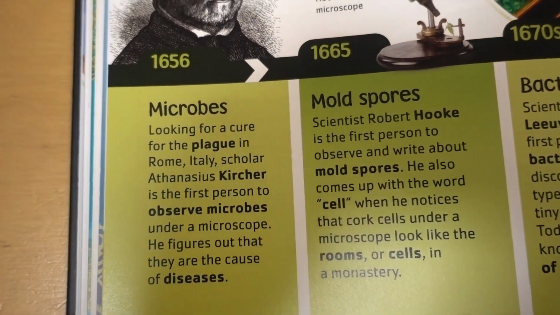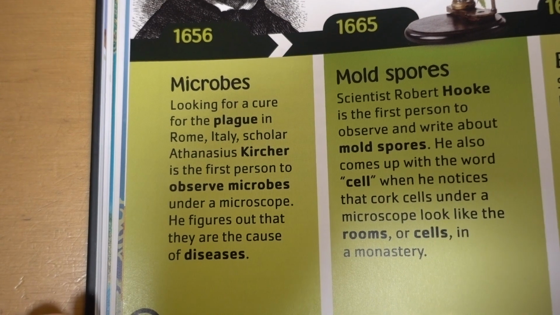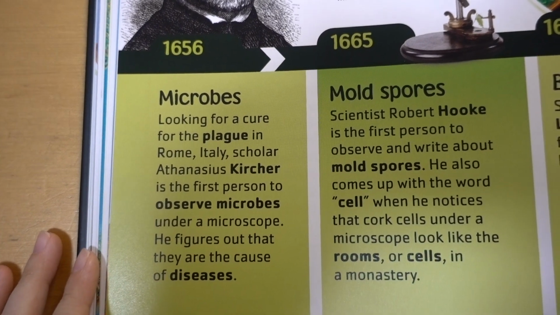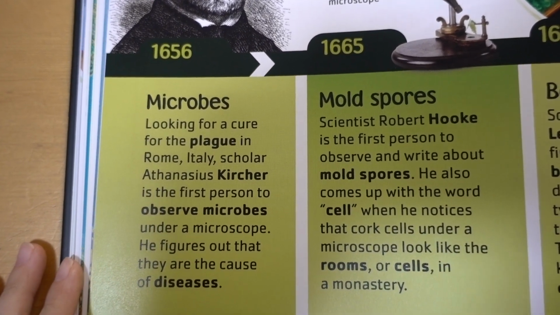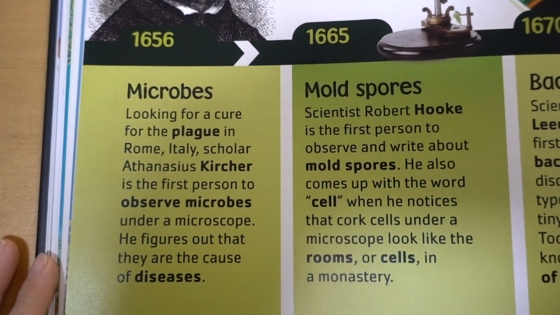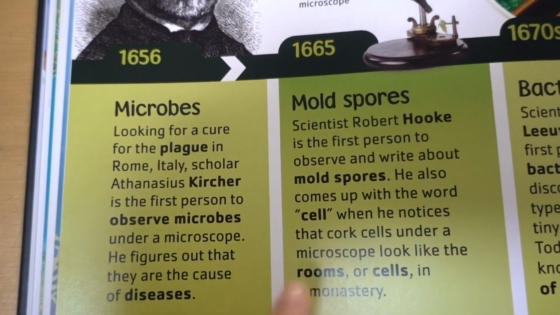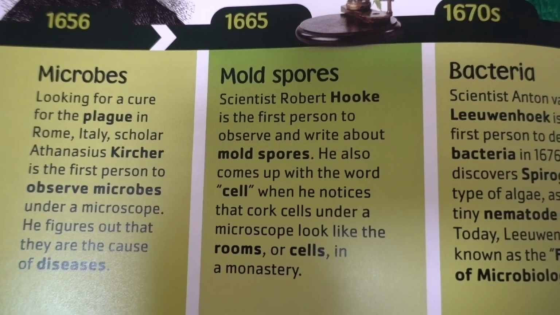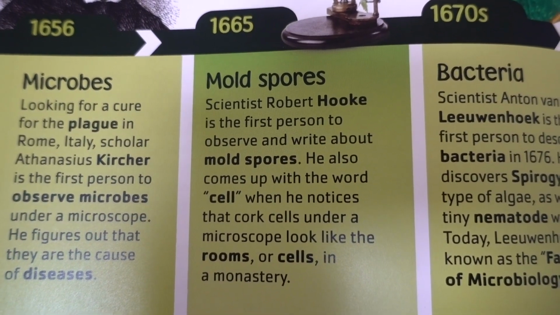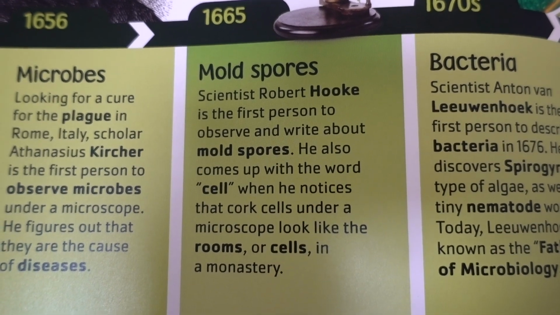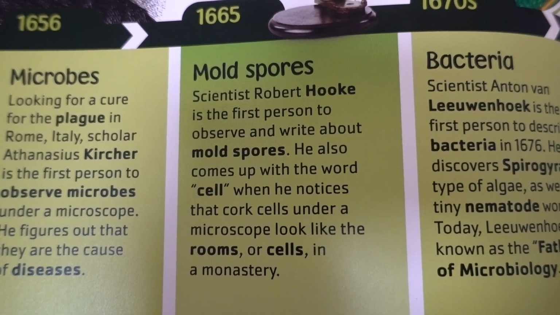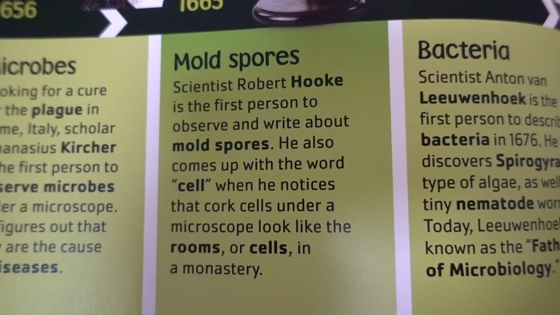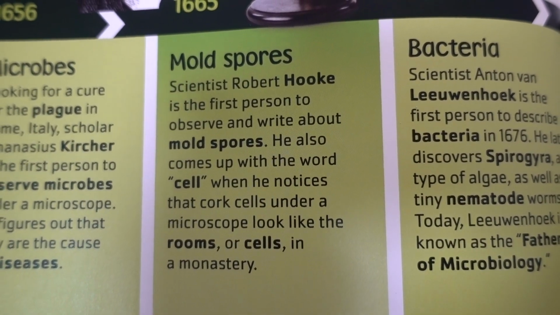1656. Microbes. Looking for a cure for the plague in Rome, Italy, scholar Athanasius Kircher is the first person to observe microbes under a microscope. He figures out that they are the cause of diseases. 1665. Mold spores. Scientist Robert Hooke is the first person to observe and write about mold spores. He also comes up with the word cell when he notices that cork cells under a microscope look like the rooms or cells in a monastery.